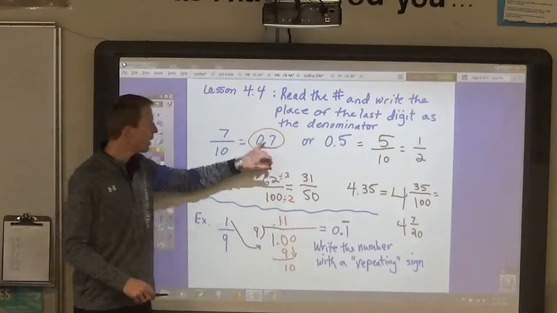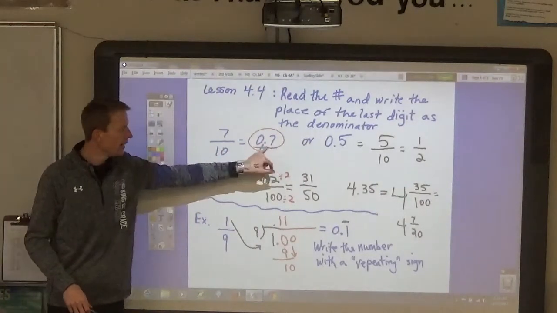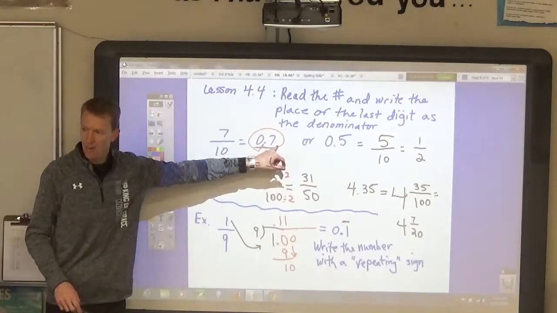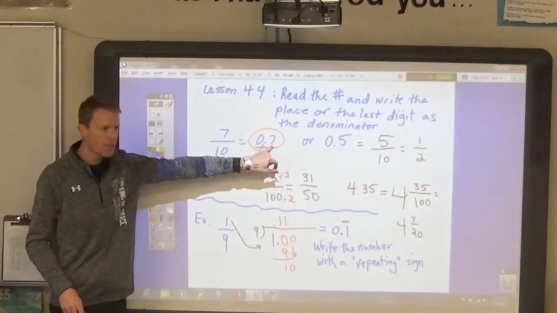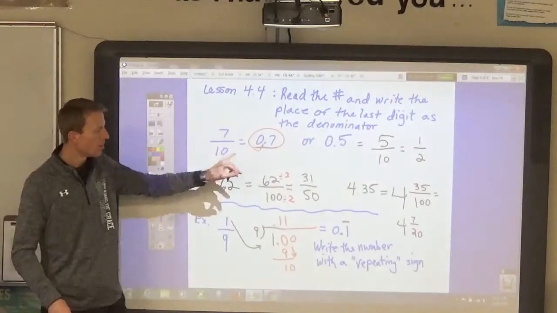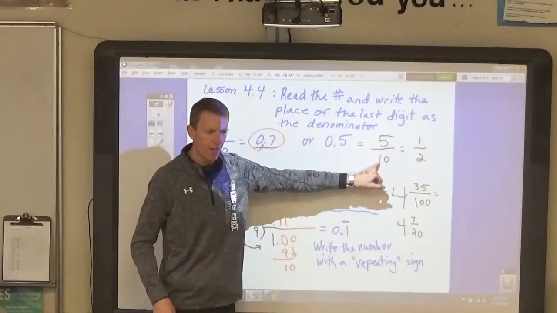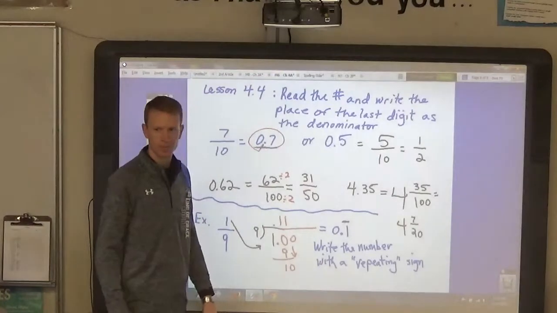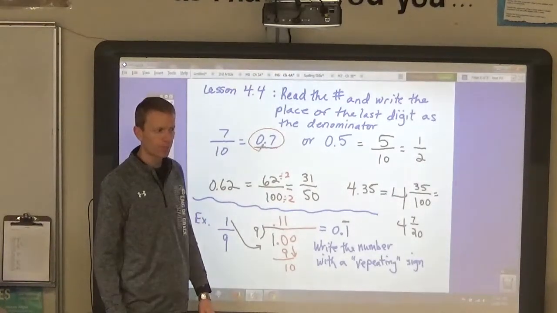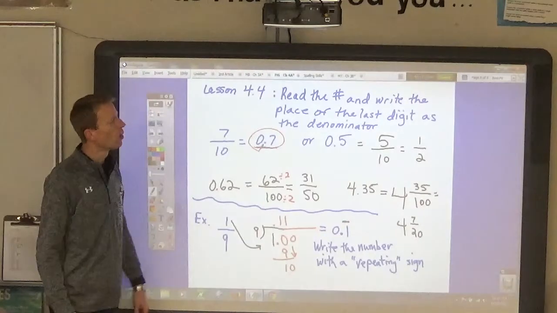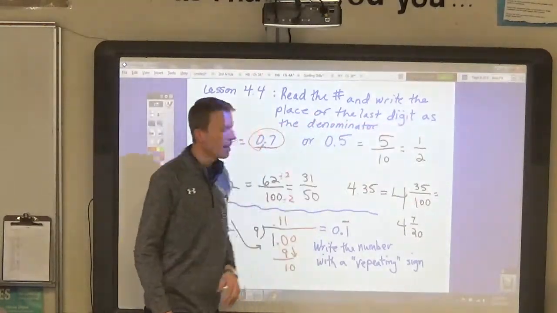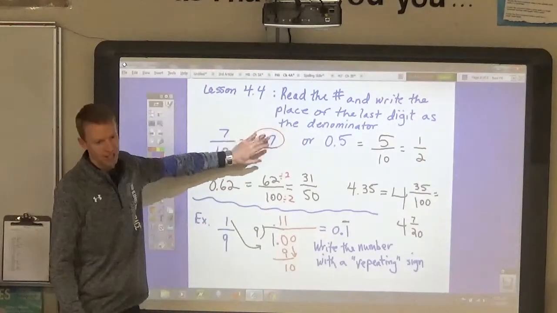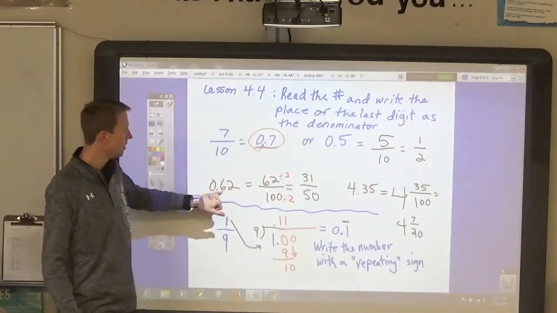You can write them in fraction form simply by reading it and then writing the place of the last digit as the denominator. So 7/10 would be written as 7/10. 5/10 would be written as 5/10, and then reduced to 1/2. Right? Does everybody get that? Read the number and write the place of the last digit as the denominator. And then you'll have to put it in the simplest form, of course. Right? Of course.